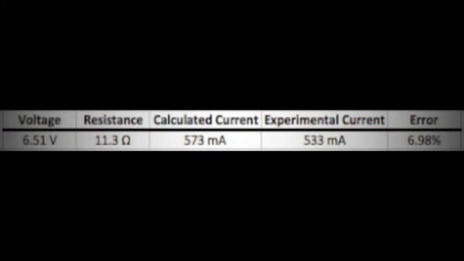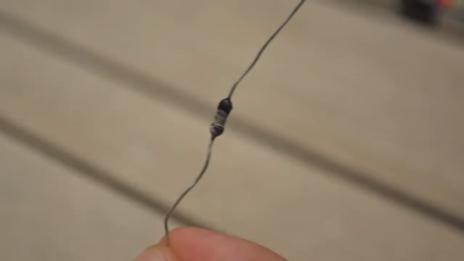The errors in the second and third trials can be attributed to the overheating of the 10 ohm resistor, which caused its resistance to increase.